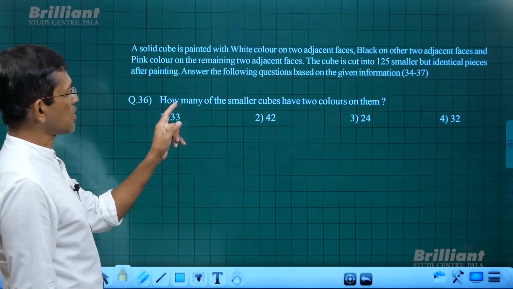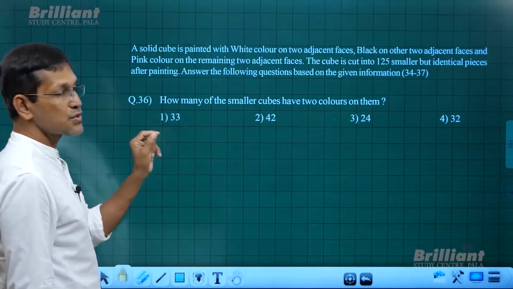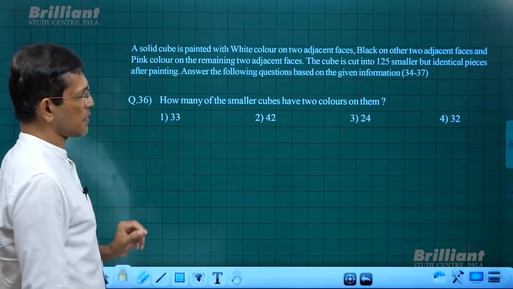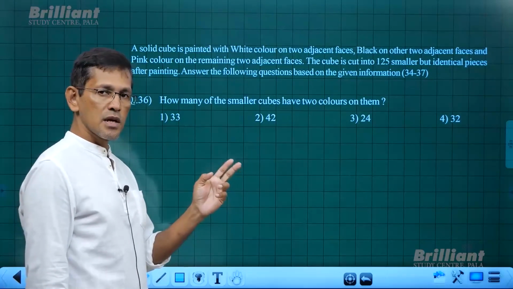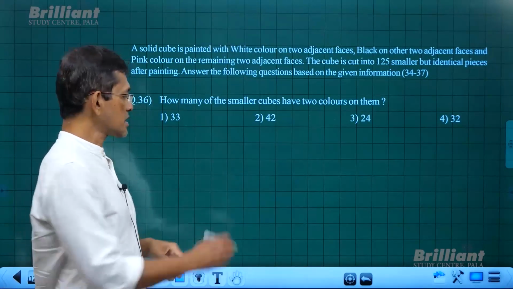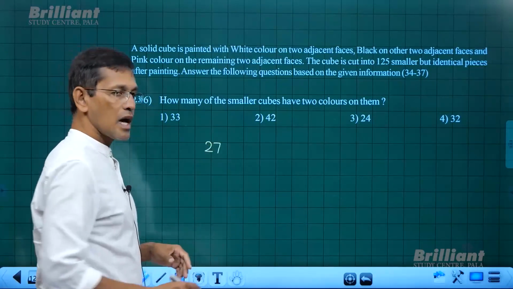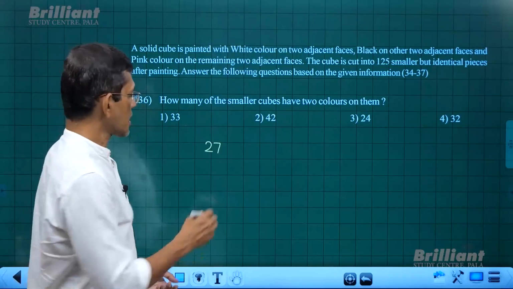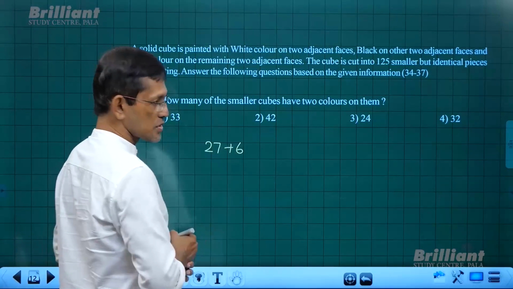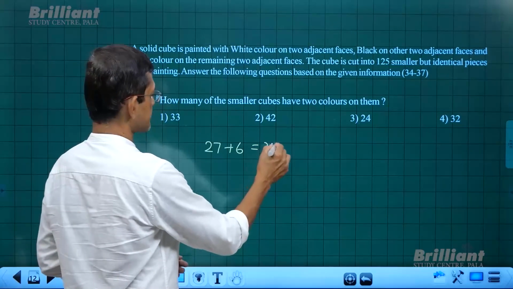How many of the smaller cubes have 2 colors on them? Well, some of these cubes have 2 sides painted with two colors, it's 27. And some of the cubes have three sides painted but two colors. So that means 6 of them. So ultimately we have 33.